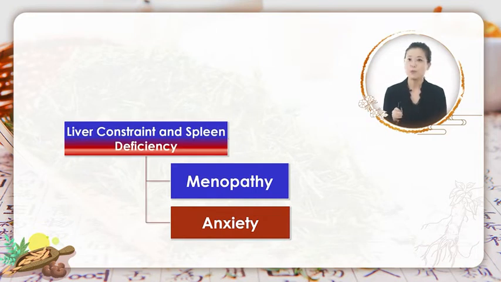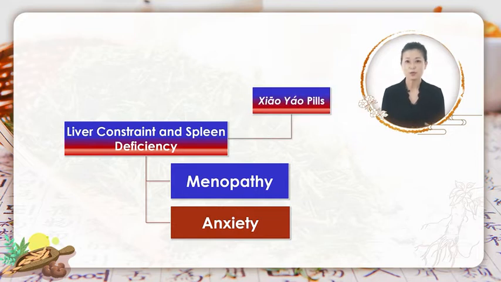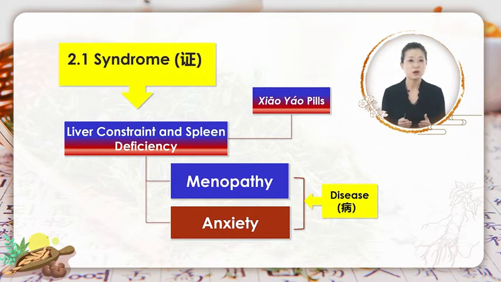In this case, both anxiety and menopause share the same pathological condition. That's the liver constraint and the spleen deficiency. While 逍遥 pills can soothe the constrained liver and strengthen the weak spleen. Therefore, although anxiety and menopause are different diseases, they share the same syndrome in this case. That's why the doctor gave the same treatment. Okay, so this is a demonstration on syndrome.